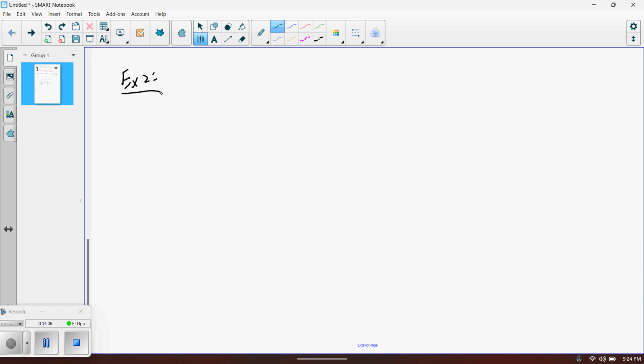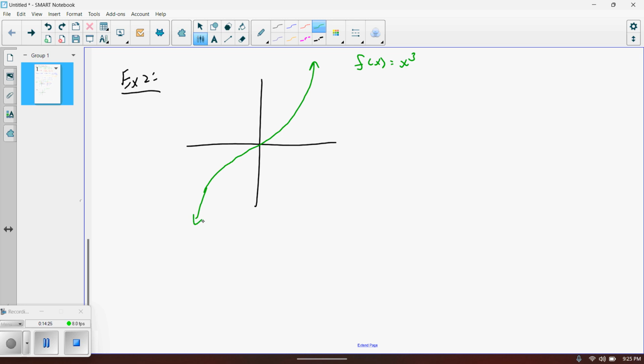Example 2. Let's say that we have y equals, or f of x equals x cubed. Again, the base function for x cubed looks something like that. A little too steep over there, something like that. It goes on forever in either direction. And I hadn't been talking about the domain and range of these things, but hopefully that's something that you know.